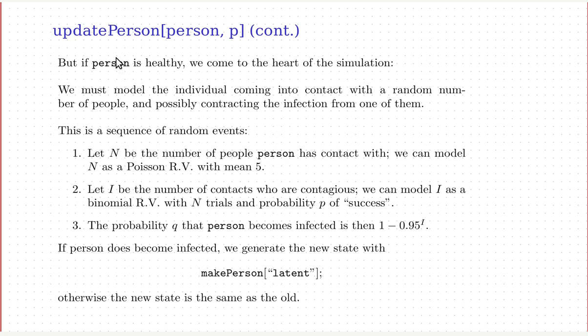So I'm going to break this down into 3 steps. There's 3 random processes, or 3 random events that we have to look at. One is the number of people that you come in contact with, right?